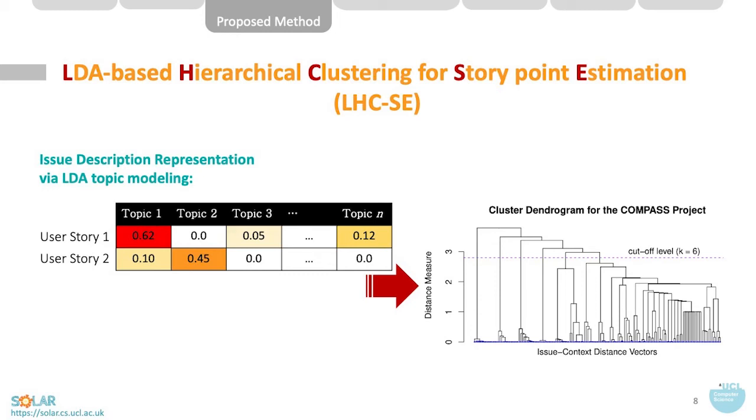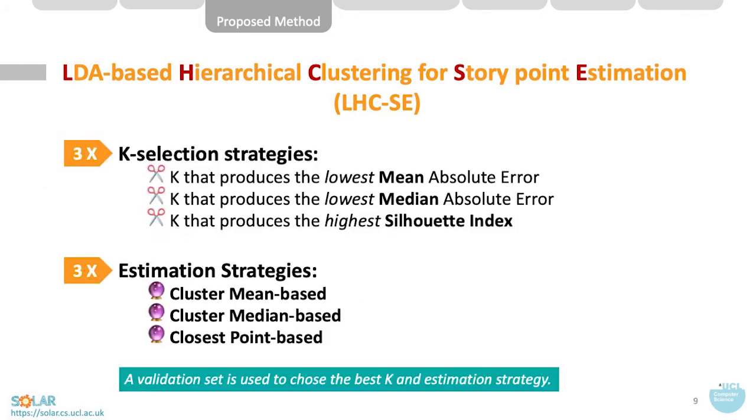Then we use hierarchical clustering to agglomerate similar user stories bottom up until we have one big cluster. Once we have the dendrogram, we can cut it at any level, let's say K, and get the clusters at that level instantly. This brings us to an important question: how do we choose the best K?